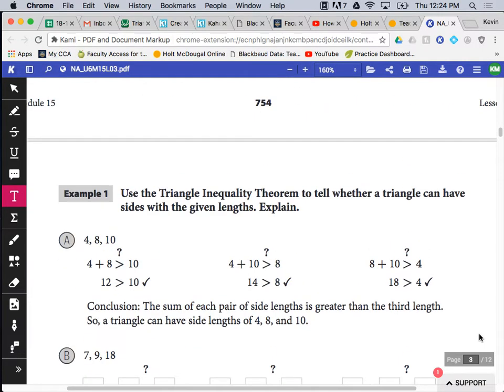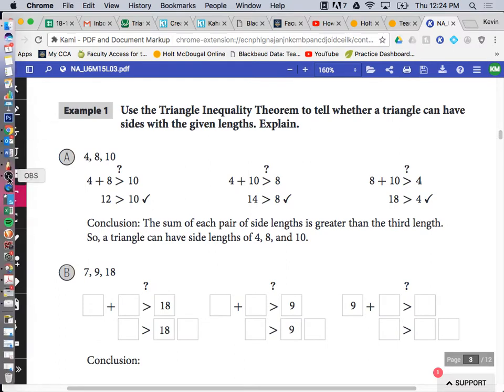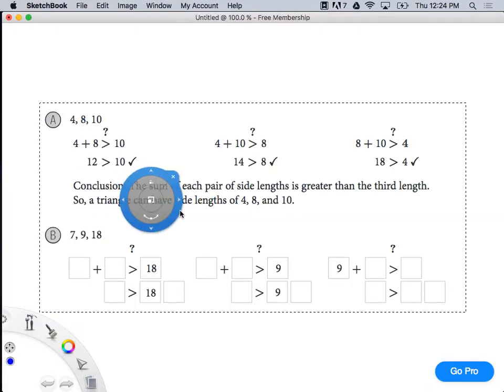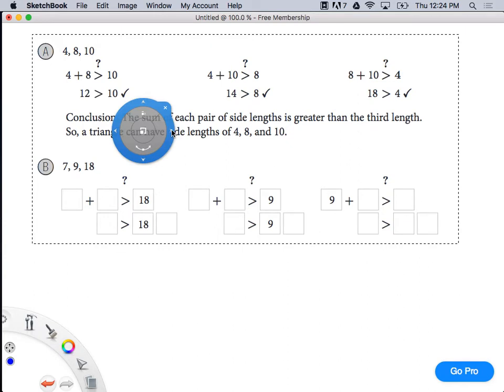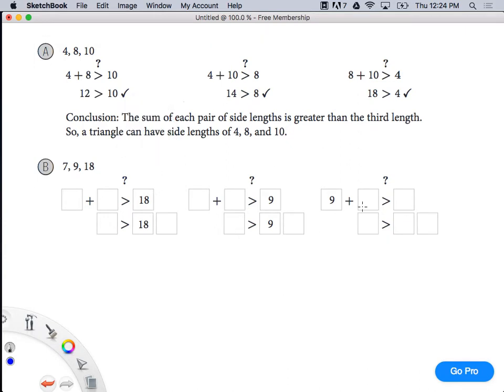Go to page 755. Okay. And 755, and take a look at these examples.